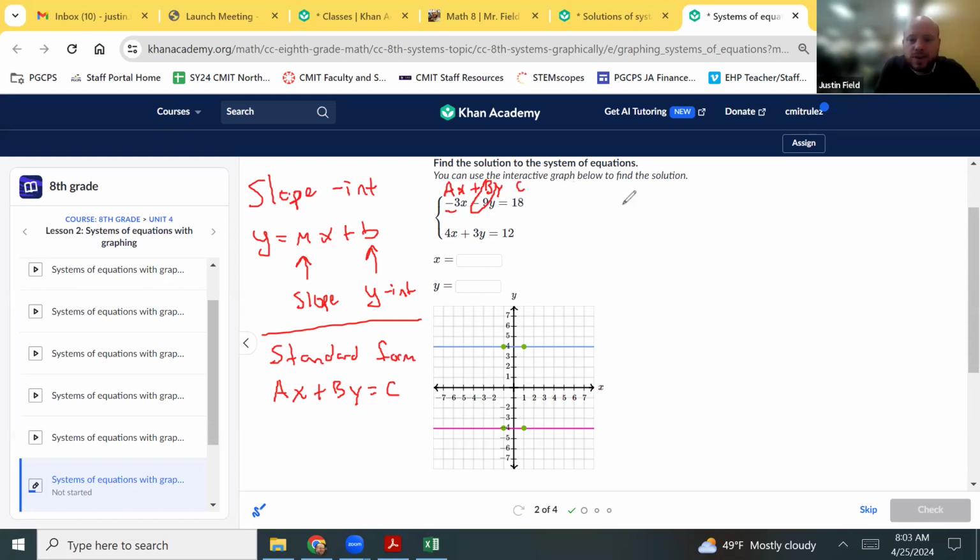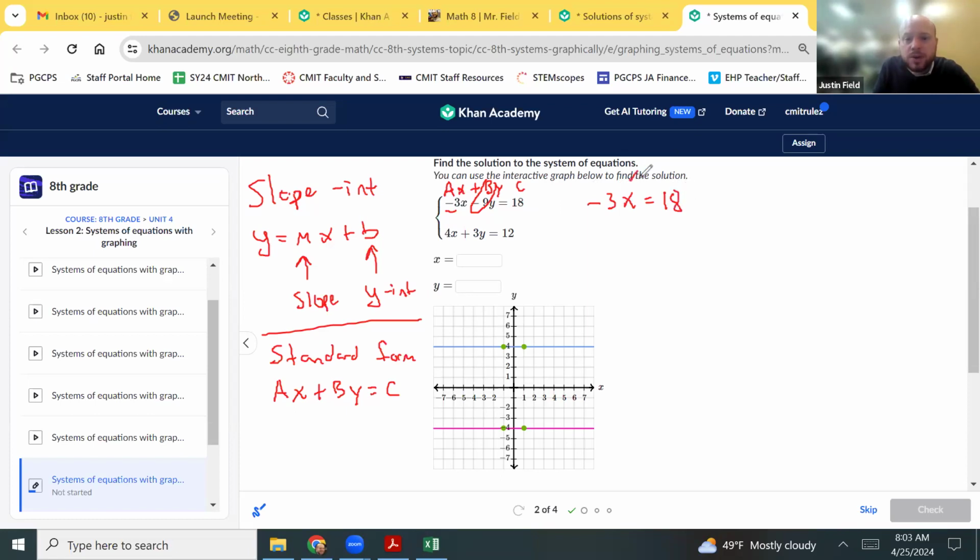So in order to graph these, you could get it into slope-intercept form and graph it that way. But I like to try to graph the intercepts because I find it's really easy. So that's how I taught you to do this, but it was back in October. So let's look at it again.